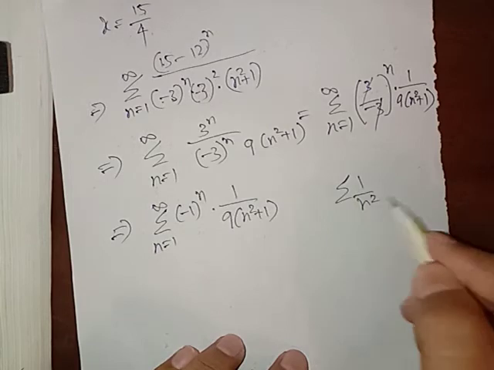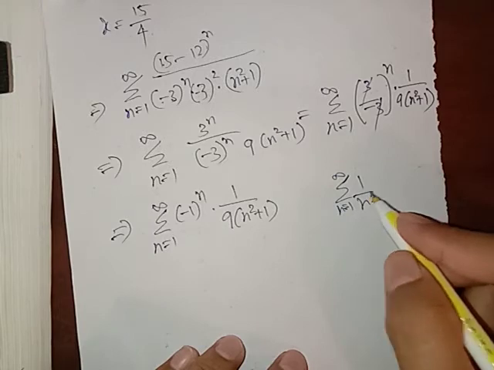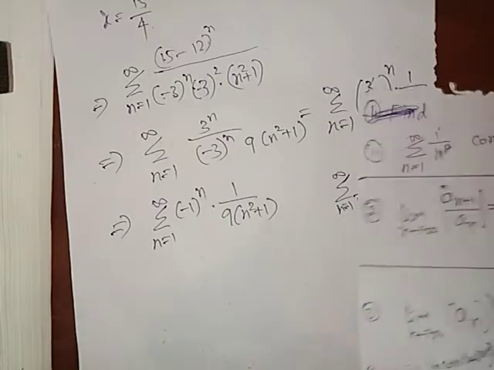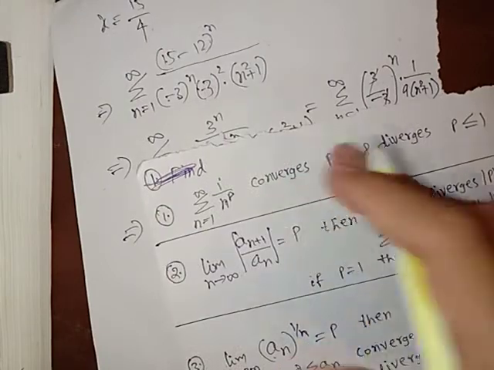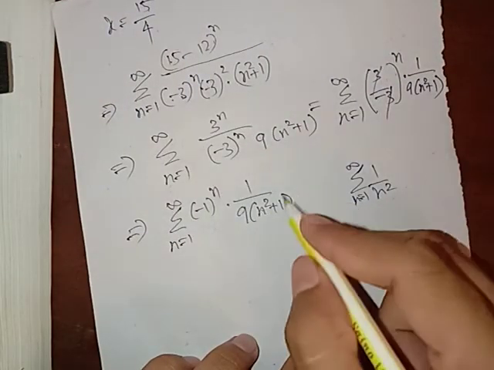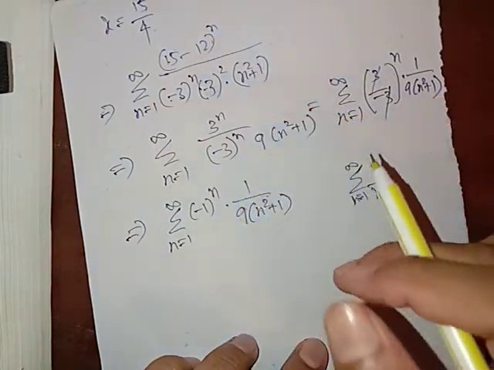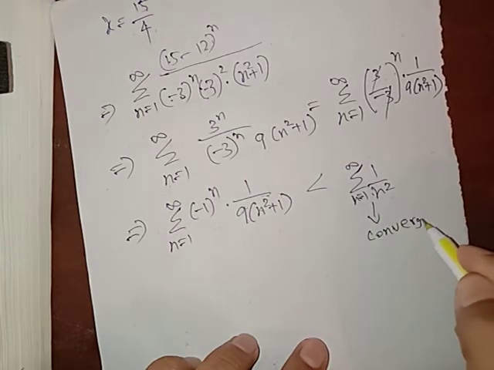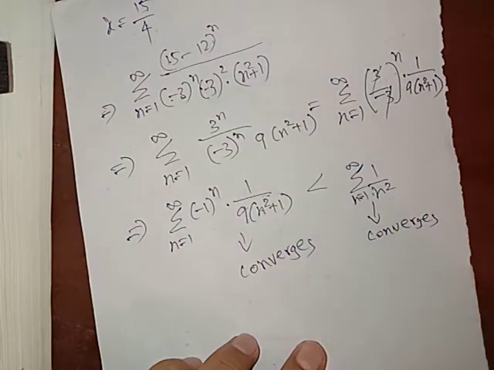We know that 1 divided by n square, from n is equal to 1 to infinity, converges by the p series test. Why? Because p is greater than 1. And here the denominator is greater than this one, that means the whole term is less than this one. Since this converges, this also converges by the p series test.